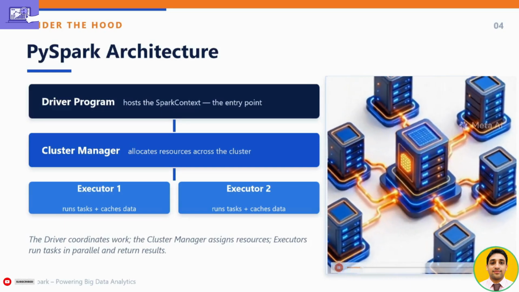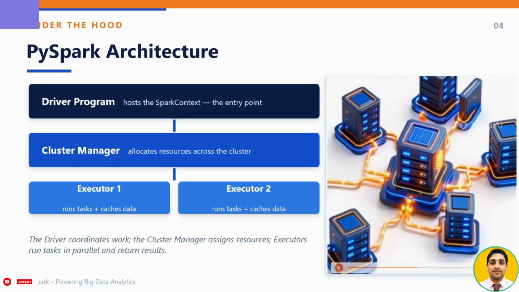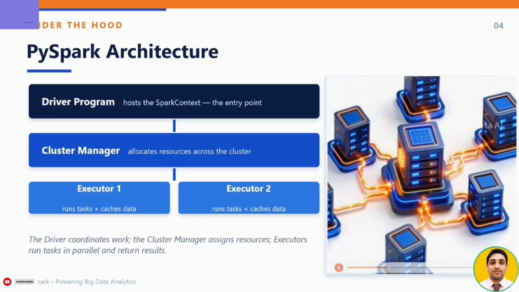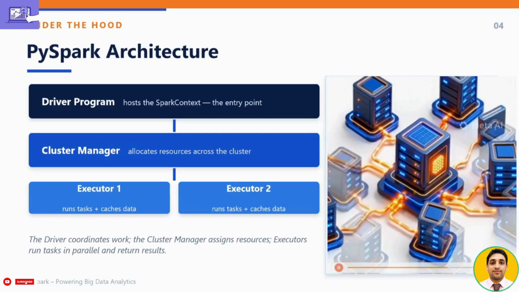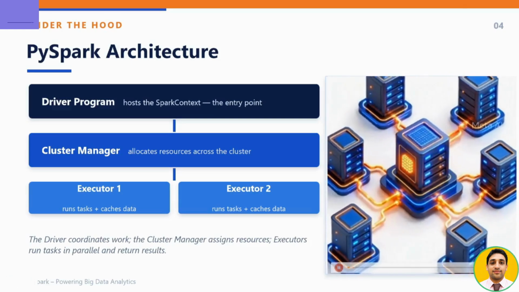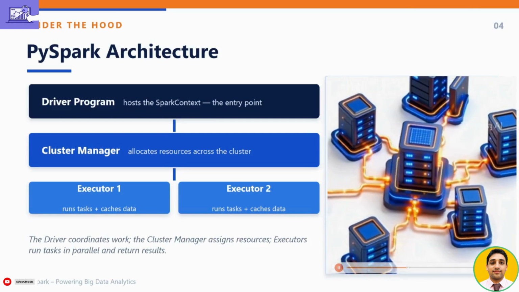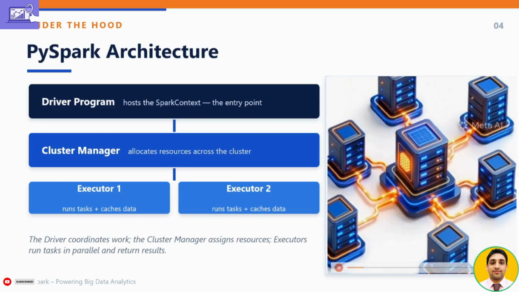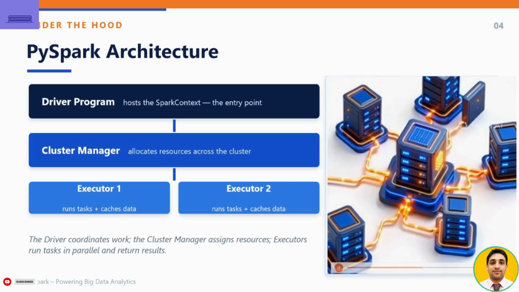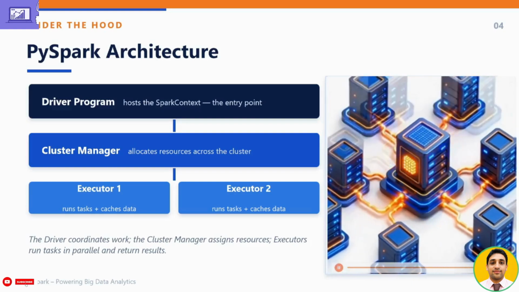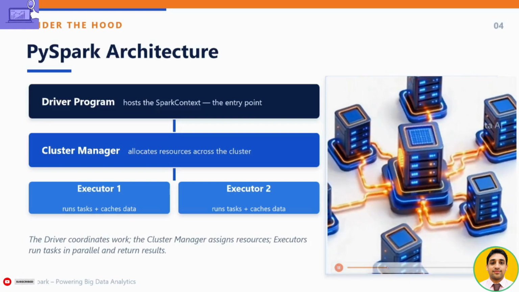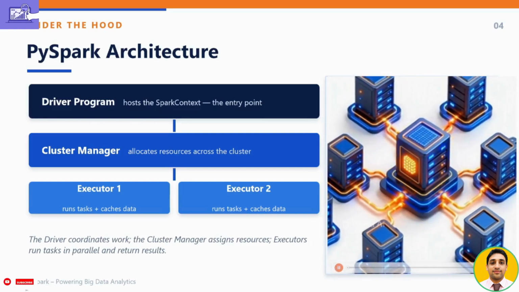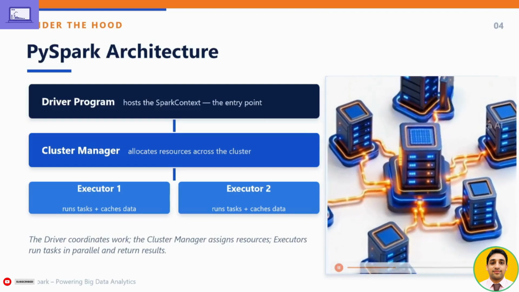Third, we have the executors. In this diagram we see executor 1 and executor 2, but in a real cluster, there could be many more. Each executor actually runs the task assigned to it and can cache data in memory for faster access later. To summarize the flow, the driver coordinates all the work, the cluster manager assigns the necessary resources, and the executors do the actual heavy lifting by running tasks in parallel and sending the results back.